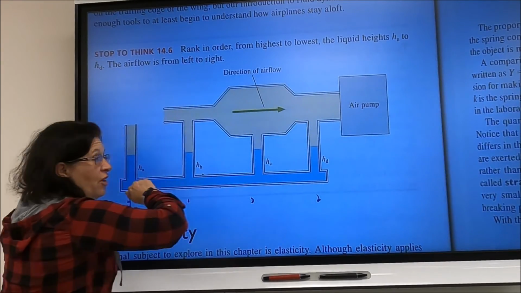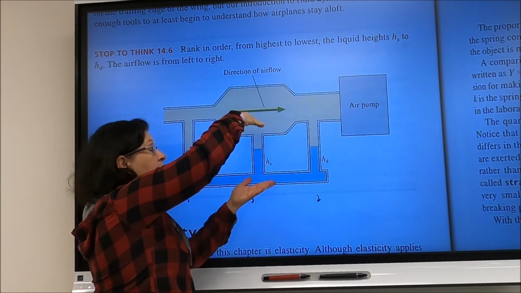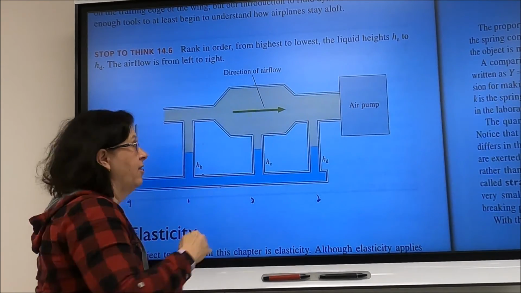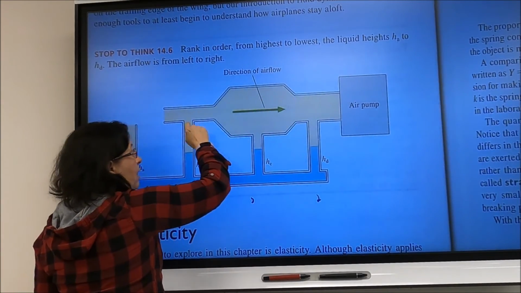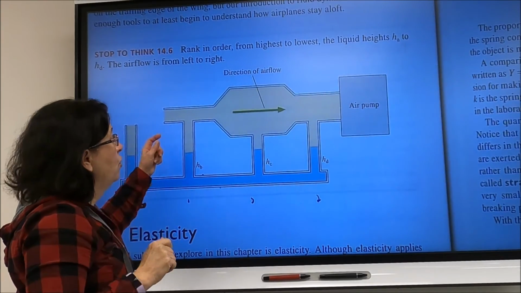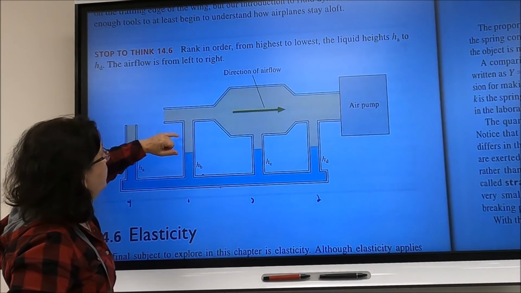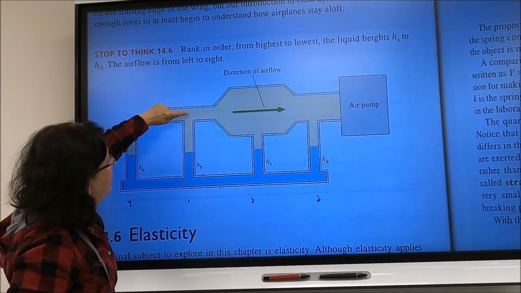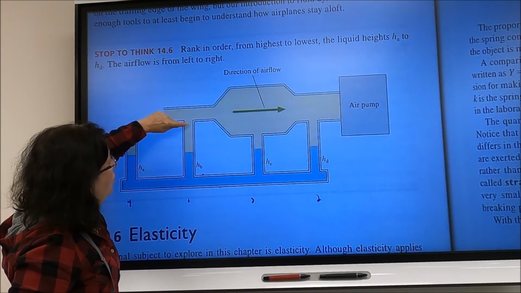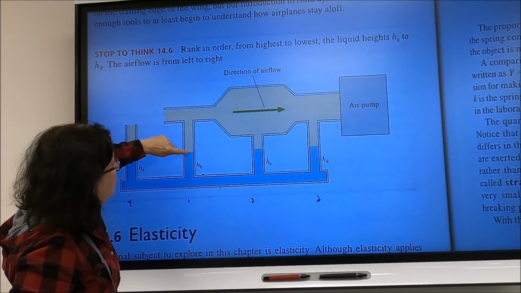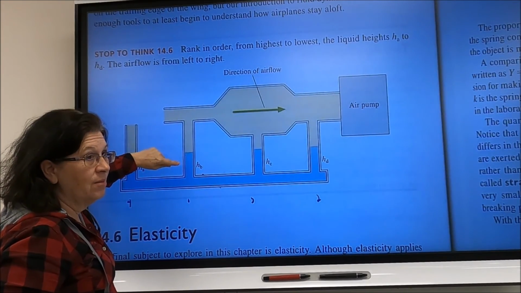Here we've got essentially a Bernoulli's tube, where we're changing the cross-sectional area of the tube, and it's all at the same height. The center of this tube is maintaining the same height. So the only thing that's different here is the speed of the air due to the change in diameter of the tube. So if you look at it, the tube is narrowest here. That means the air is going to have to move the fastest. So the pressure above this section is going to be the lowest. So I'm going to have the lowest height.